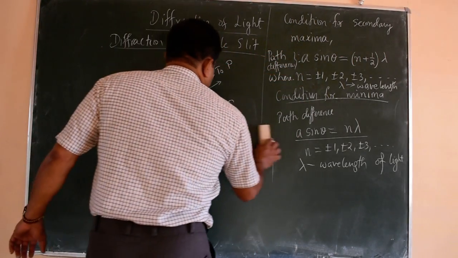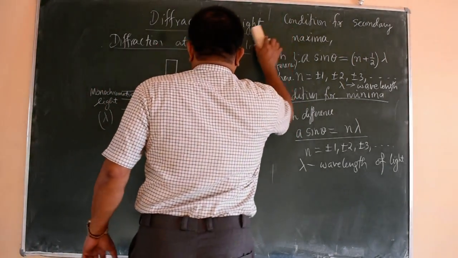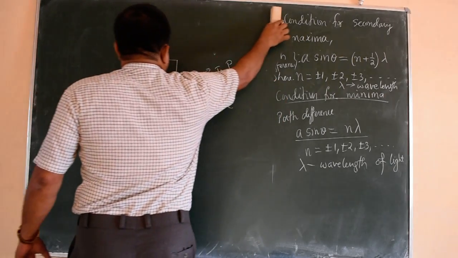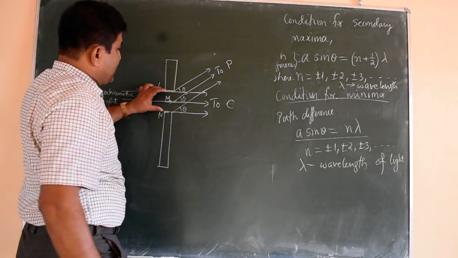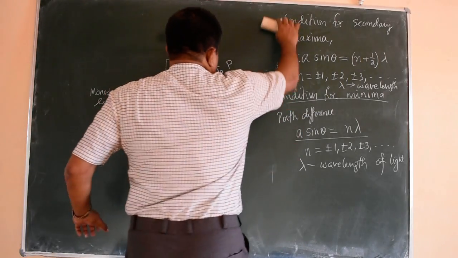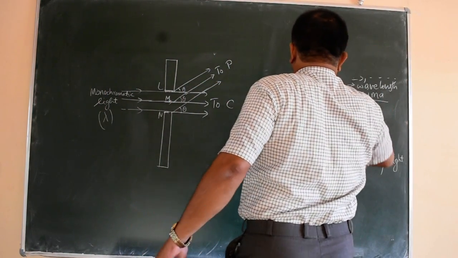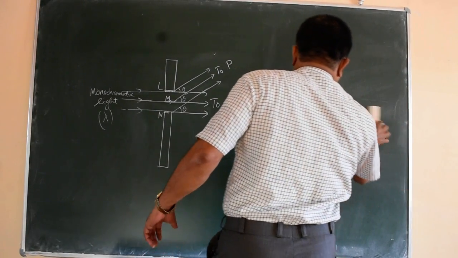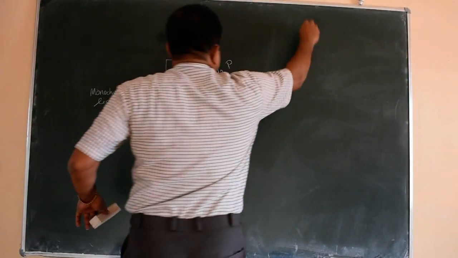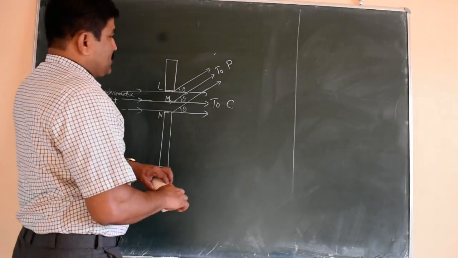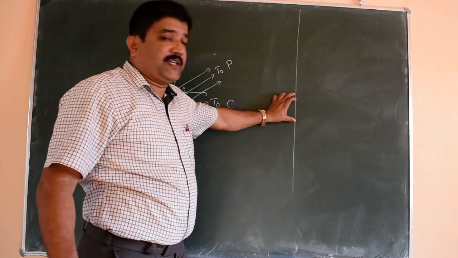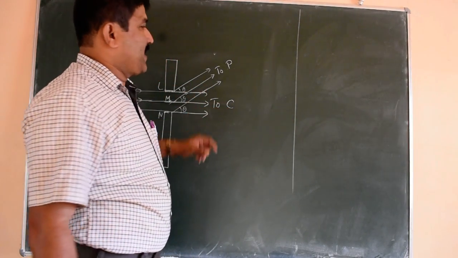So I will show the intensity distribution here itself. This is the slit here. Light is incident and falls after diffraction on the screen. If I show the screen, this is the region where we get the bright region or principal maximum.